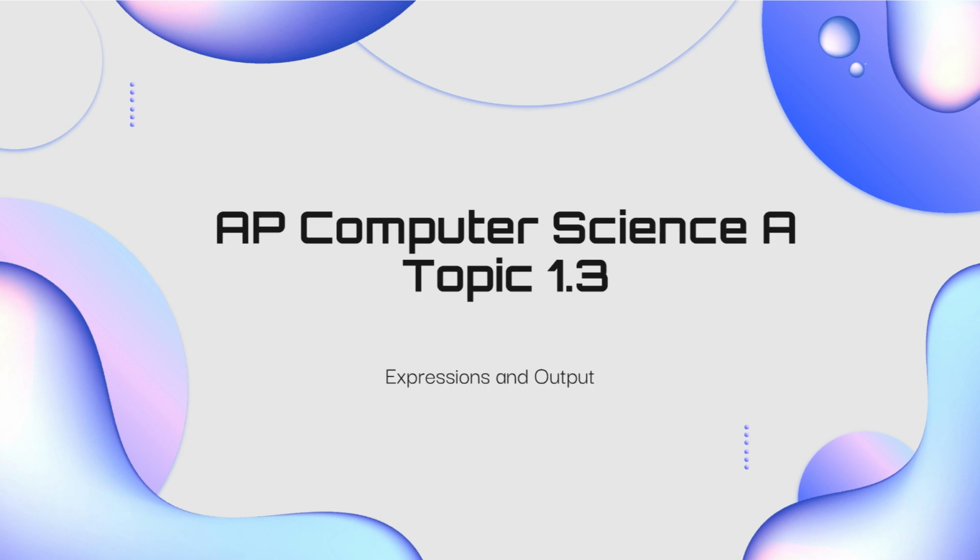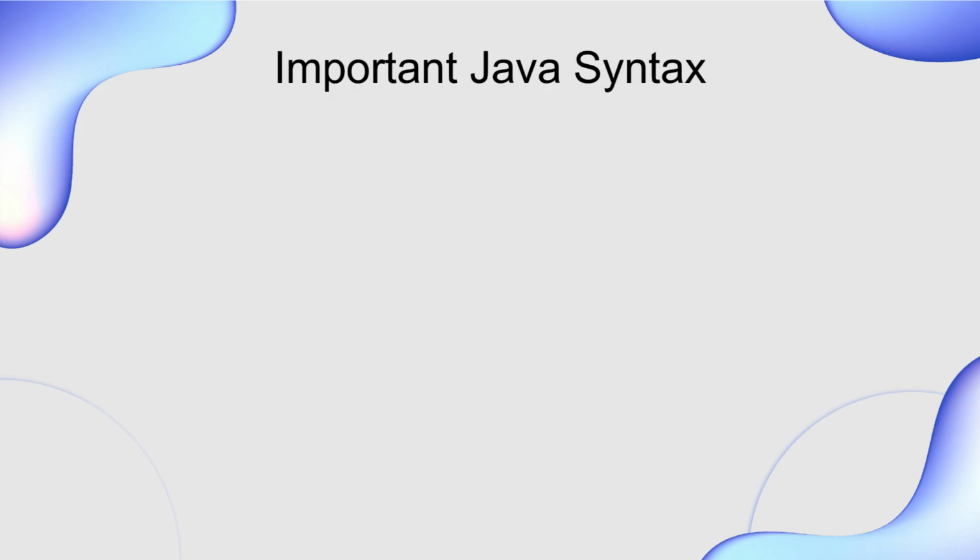Today we will be learning about AP Computer Science A Topic 1.3, Expressions and Output. First, let's talk about important Java syntax.